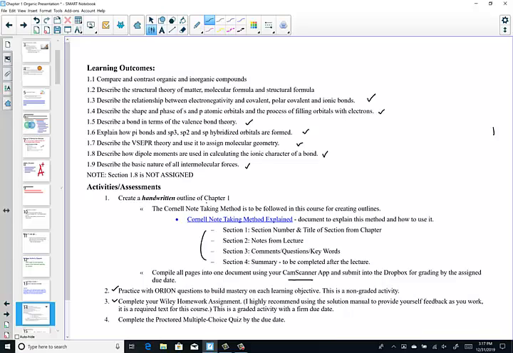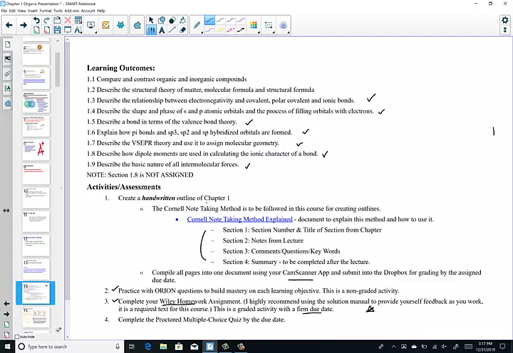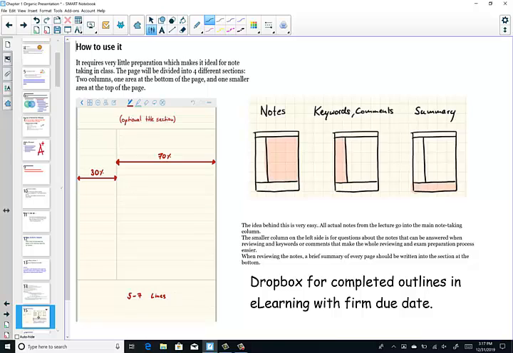Then, once you've mastered the objectives, dive into your Wiley homework assignment. Remember that this is a firm due date. The solution manual is key there to give yourself feedback as you work through those required assignments. And of course, the proctored multiple choice quiz is also due by the due date. When I say proctored, it is still online, but it's proctored through our remote service called Proctorio, and you've read about that.